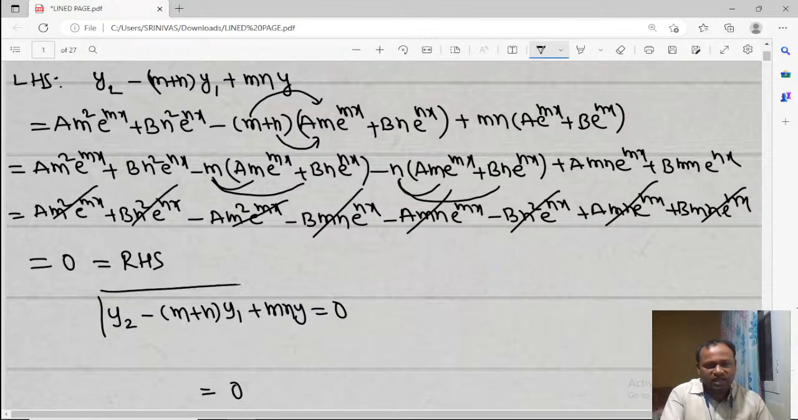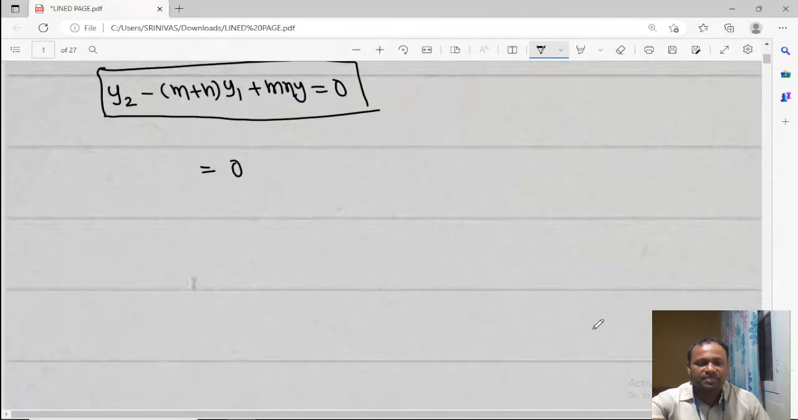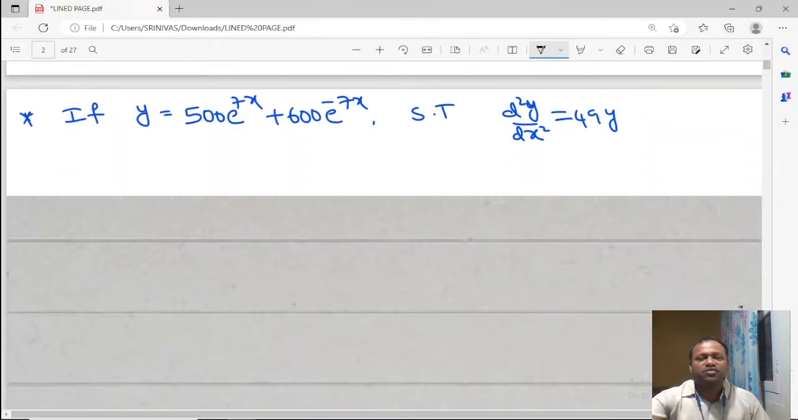So this is a very important question. In previous exams it was asked so many times. Okay, now let us move on to another problem. This is very easy. We can do this problem in very few steps.